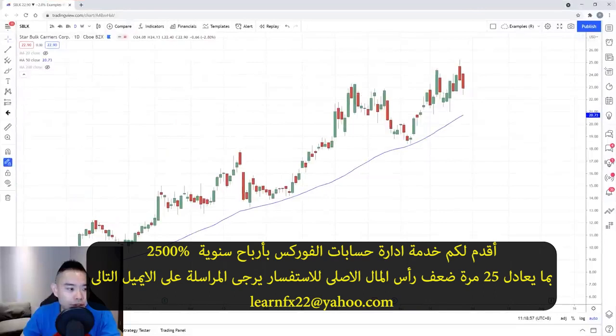So this first one over here is the chart of SBLK. So, a recap of what you've learned: we are using the moving average to help us identify or predict where the market could turn. So we are looking for two bounces first. We have one possible bounce over here, two, this is a third bounce, and then we got a fourth bounce over here.